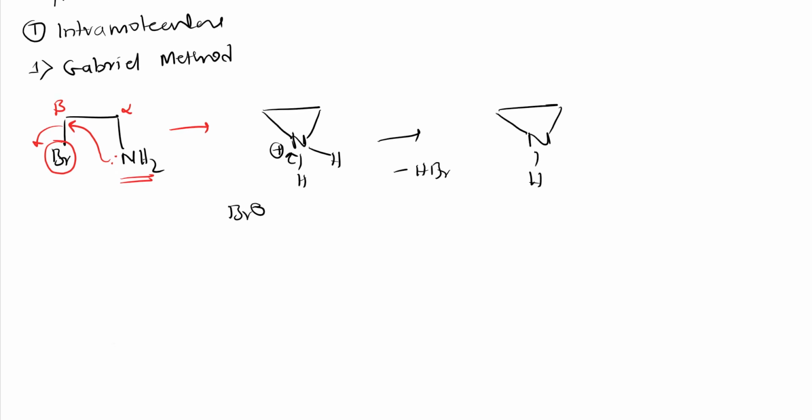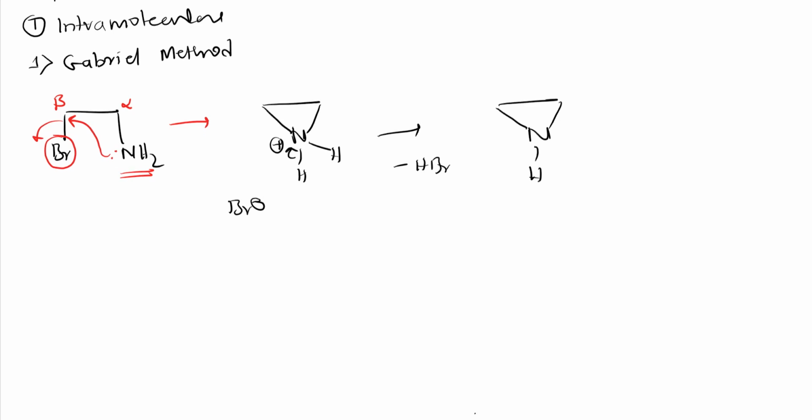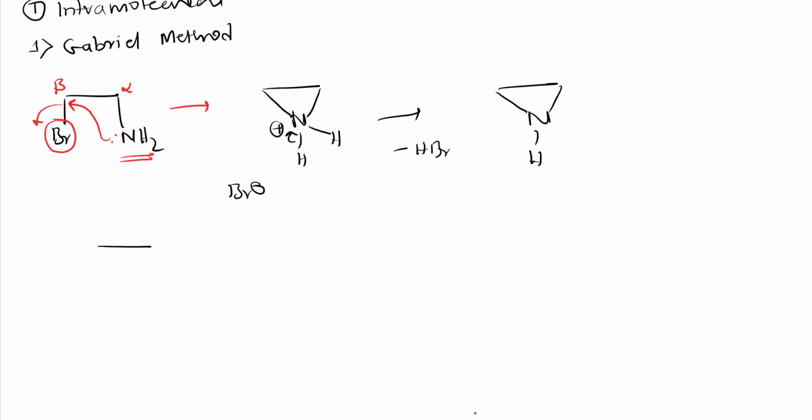If you want to synthesize a 4-membered nitrogen containing ring, then we'll take the same approach. See here, NH2 is there, one carbon, second carbon, one more carbon. To this, if I add a leaving group like bromine, again intramolecular SN2 reaction, and I'll get directly a 4-membered ring like this. 1, 2, 3, and nitrogen, if I count, it is a 4-membered ring. The lone pair, it is left to you whether you want to show it or not. If you show it, it's correct.